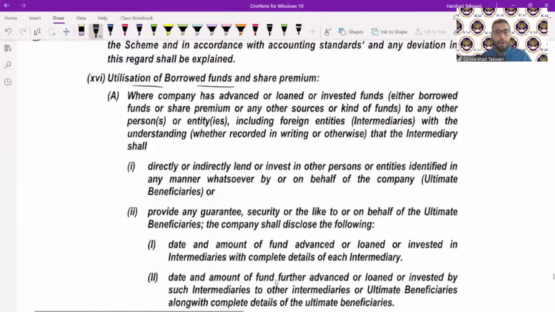Utilization of borrowed funds and share premium. Okay. Remember, we took an example of X, Y, and Z. X was the funding party, Y was the intermediary party, and Z was the ultimate beneficiary to whom the money was given, directly or indirectly, or guarantee was given. Remember, we discussed the example in the last lecture. Let me show you this one.